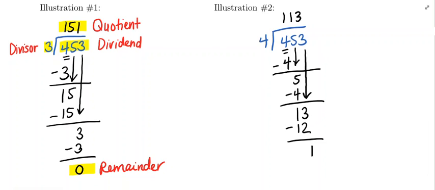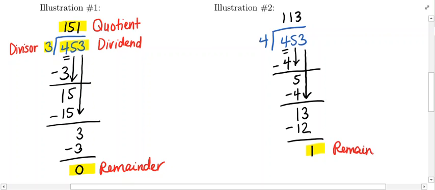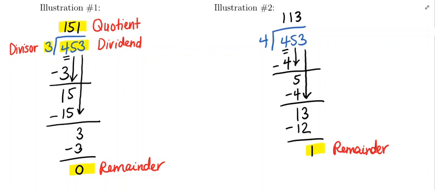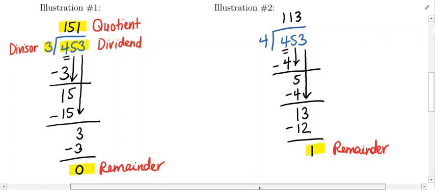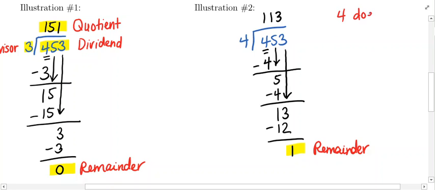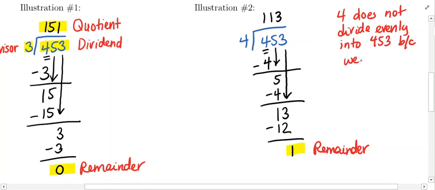Okay, so here we ended up with 1 as the remainder. So what happens here, since we did not get a 0 remainder, 4 does not divide evenly into 453. Okay, it goes into it 113 whole times, but then some. So I'm going to write this here. 4 does not divide evenly into 453 because we got a non-zero remainder.